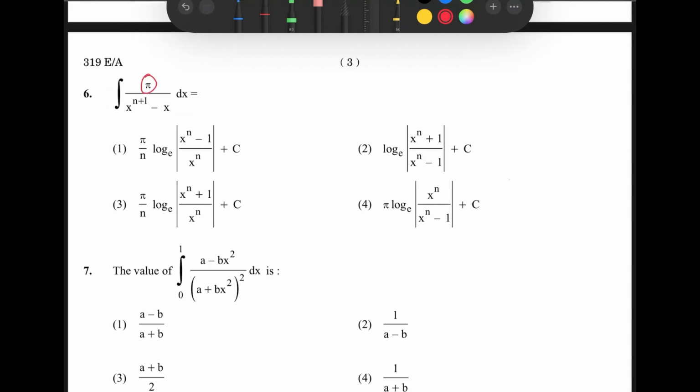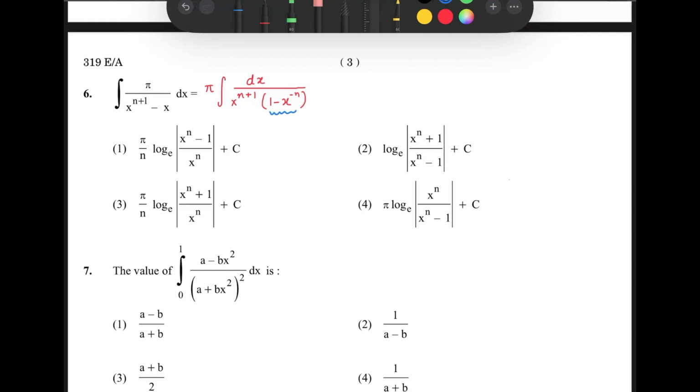Okay, we can take pi outside as it's just a constant. What we do is take the highest power common here. So x to the power n plus 1 is bigger, so we take it common. Then we are left with 1 minus x to the minus n. Okay. So what is the use of this?